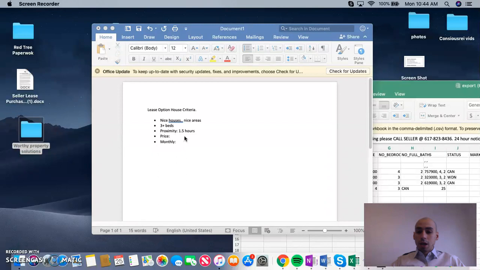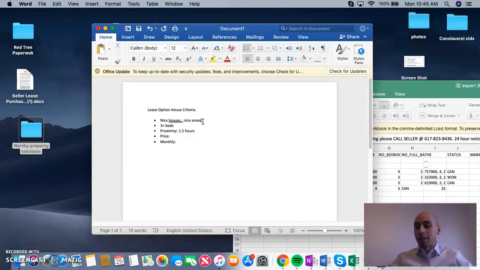So when it comes to lease options, here's my general criteria. Generally we look for nice houses and we want to be in nice areas as opposed to general wholesaling. I think right now is a good time to discuss what your exit strategy is going to be, right? When you know your exit strategy, you're going to know how to buy. And in our case, when it comes to lease purchase, our exit strategy is going to be finding a lease purchase buyer to put into the home.